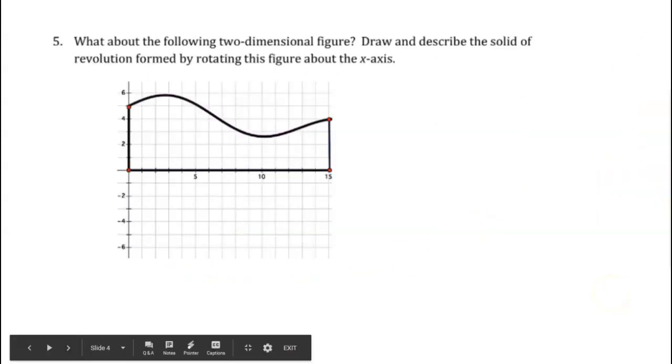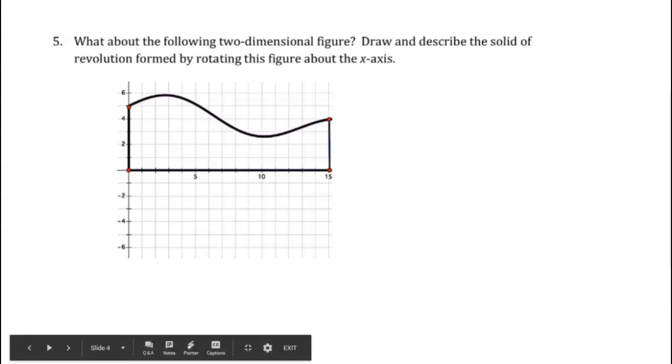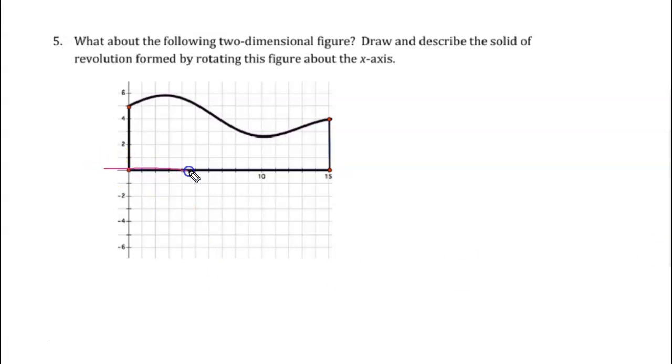What about the following two-dimensional figure? Draw and describe the solid of revolution formed by rotating this figure about the x-axis. So we're going back around the x-axis again. So locating my x-axis would be important, right?